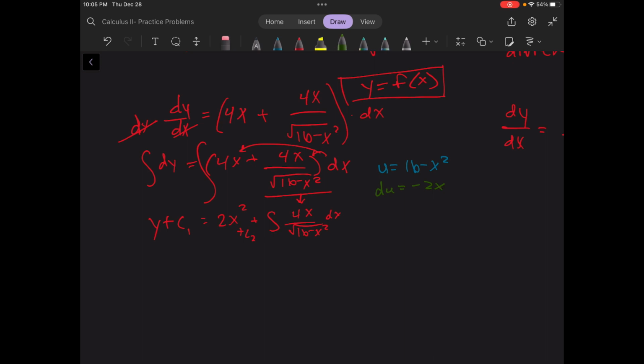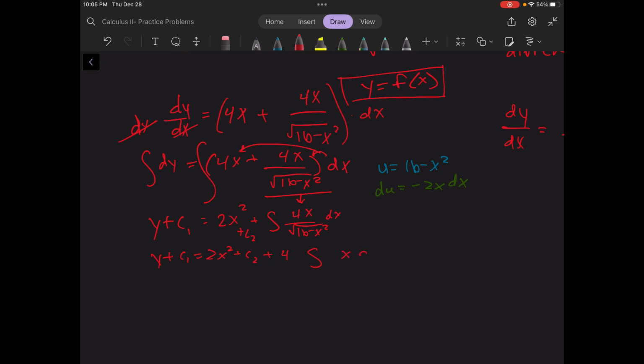Now let's see, if u is equal to 16 minus x squared, that means du would be equal to negative 2x dx. We have a good part of that, but we don't quite have it, right? So let's use some algebra to rewrite it: 2x squared plus c2. And let's also take the 4 out of the integral.